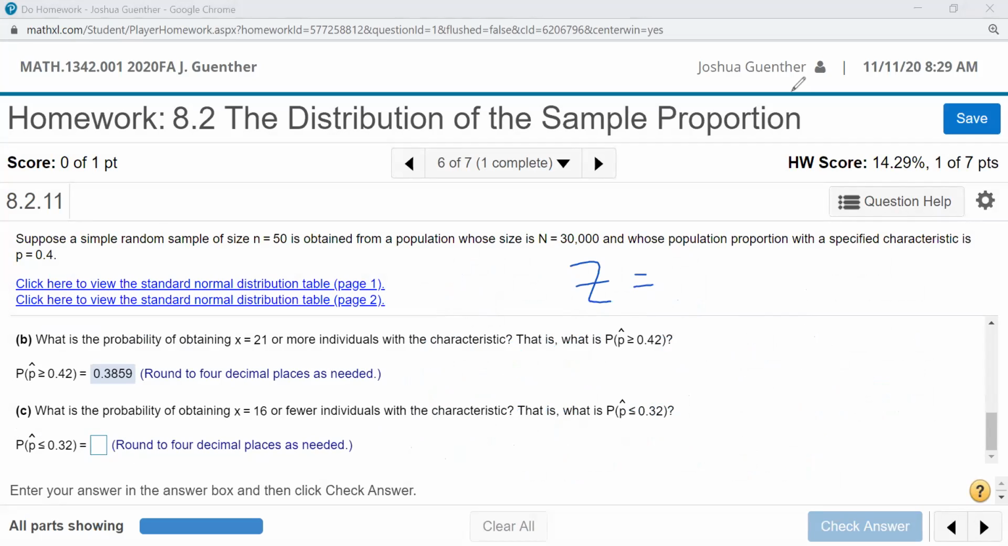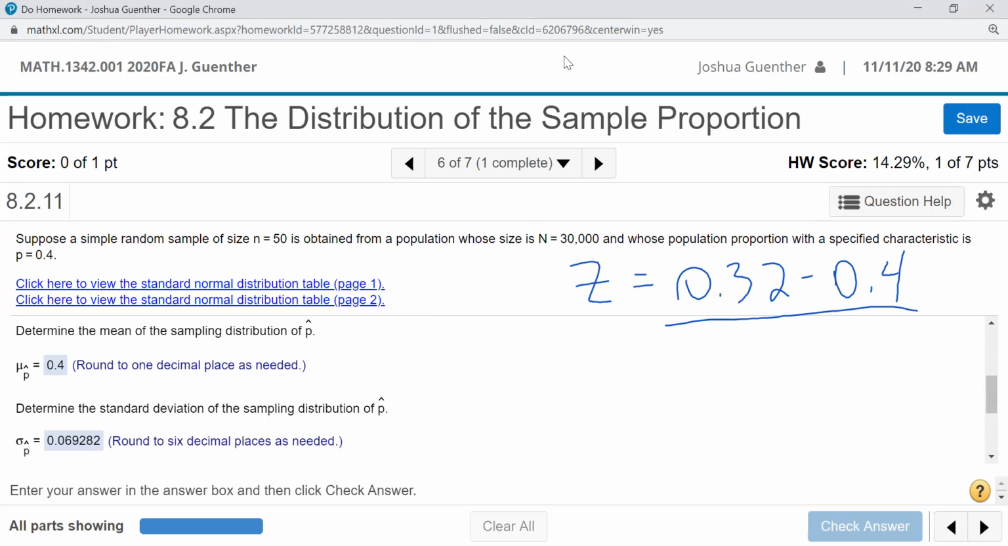The z-score in this case would be 0.32 minus the mean, which was 0.4, divided by the standard deviation, which I don't even remember what that was. It's out to 6 decimal places. It was 0.069282. So we do that computation. I can see it's going to be negative. Round it to 2 decimal points, it'll be negative 1.15.